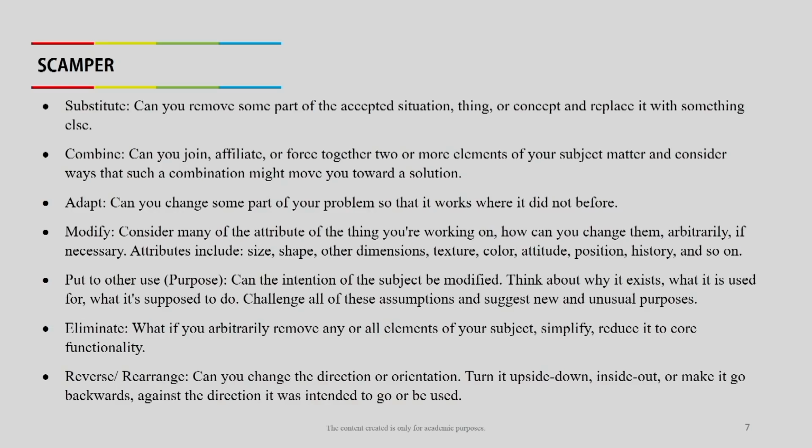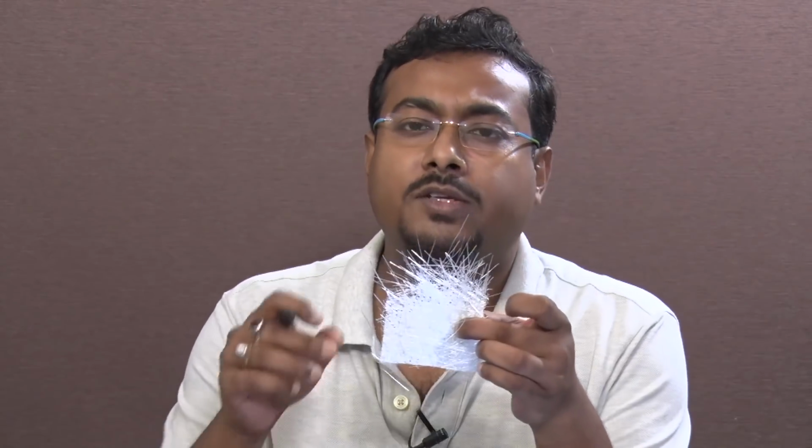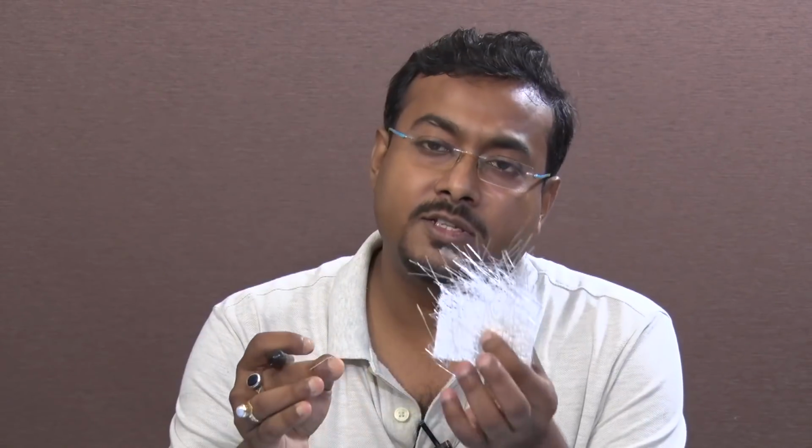Next is combine. Can you join, affiliate or force together two or more elements of your subject matter and consider ways that such a combination might move you toward a solution? For example, you can see this is glass fiber. Glass fibers are used for fiber reinforced plastic, and resins are also used, right.